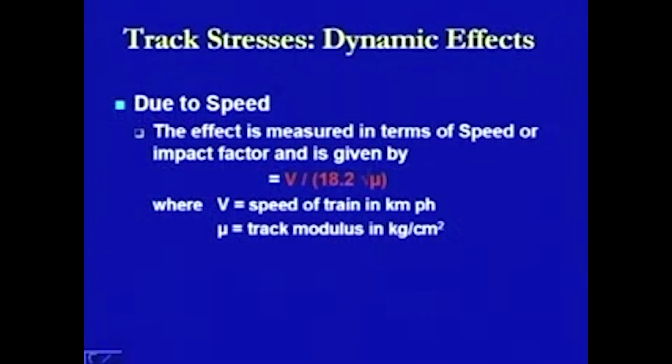In the case of the dynamic effects, it is because of the speed. The effect is measured in terms of speed, and this is defined as an impact factor which is computed as V divided by 18.2 √μ, where μ is the track modulus in kg per centimeter square and V is the speed of the train in kilometers per hour. This is the previous formula which is used to identify the effect of the speed in terms of impact factor or speed factor.